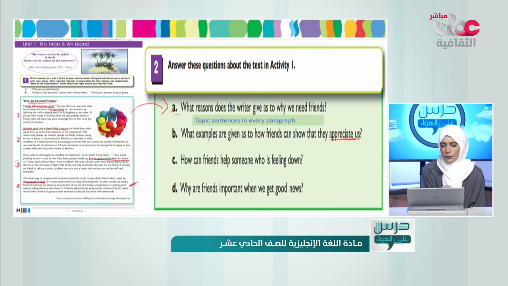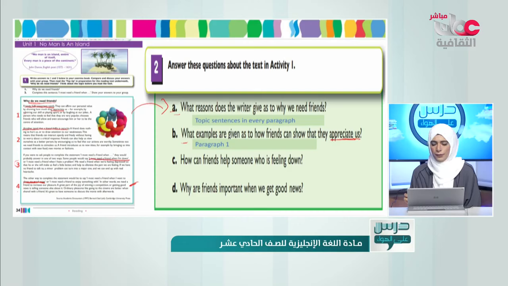So this is the first one in paragraph 1. So you'll move the answer here. And then we have at playing sport or by laughing at our jokes. Those should be an answer for question number B. So the answer will be in paragraph number 1. Look at C. How can friends help someone who is feeling down? Look at the keyword, feeling down.